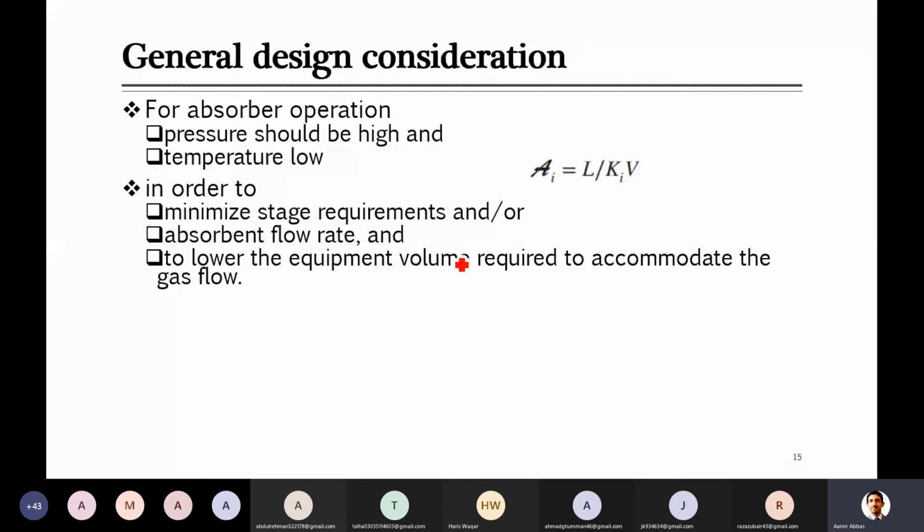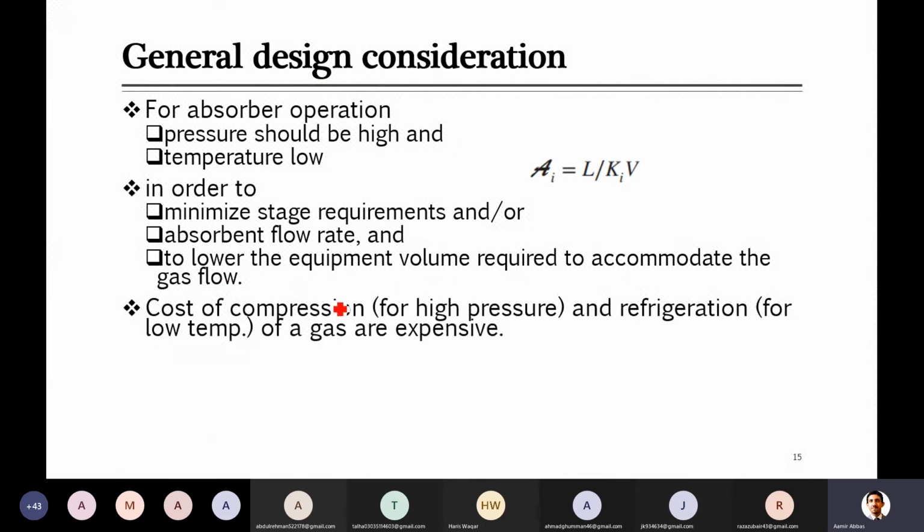It also lowers the equipment volume required to accommodate the gas flow. If A is already higher due to K, or maybe due to the liquid flow rate, then the vapor flow rate required will definitely be low, and your column diameter will decrease, to accommodate this small flow rate of the gas.